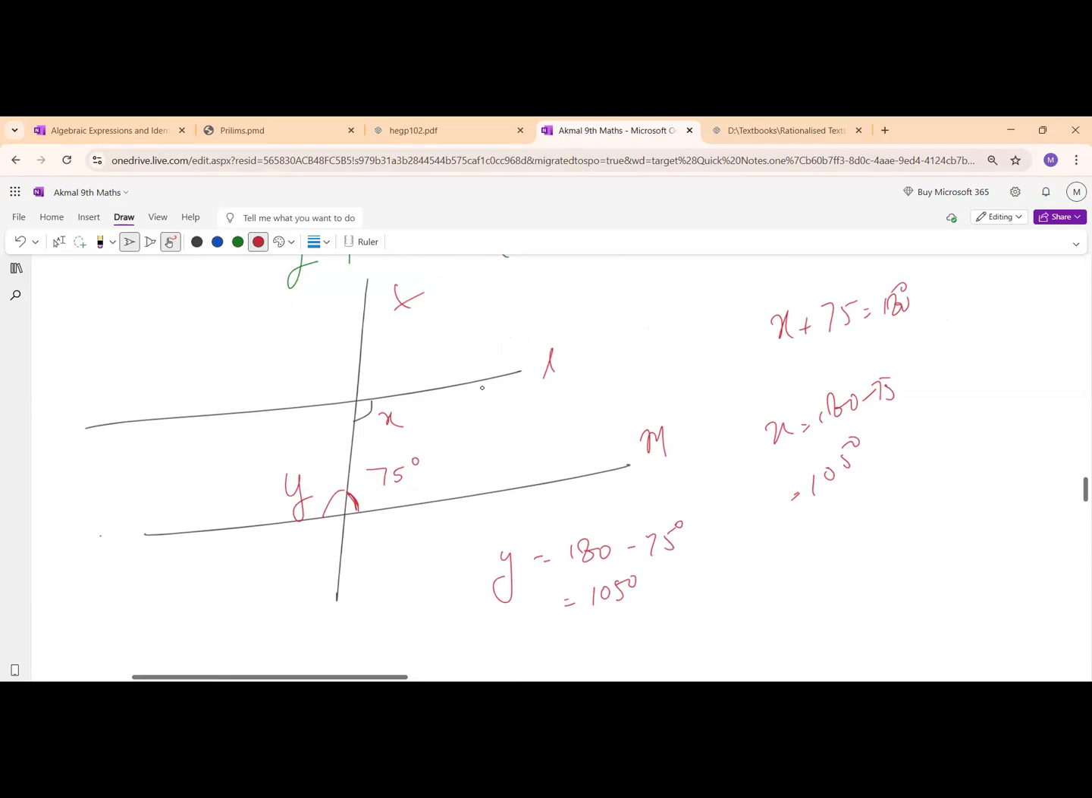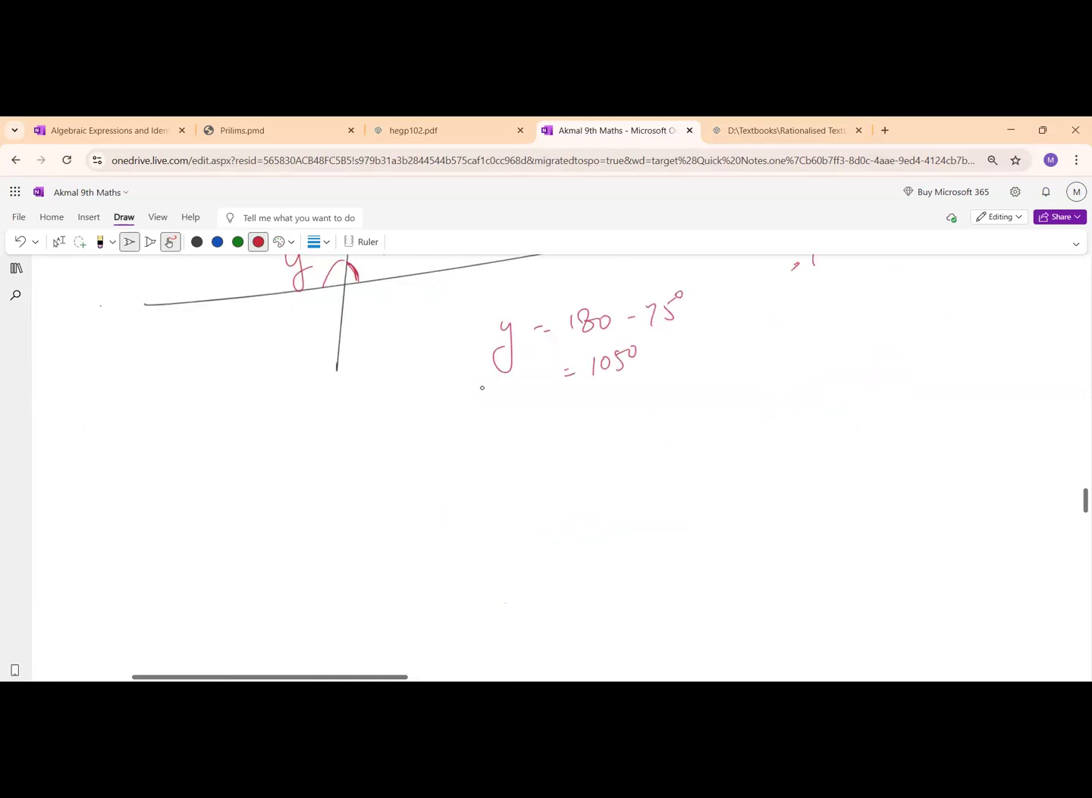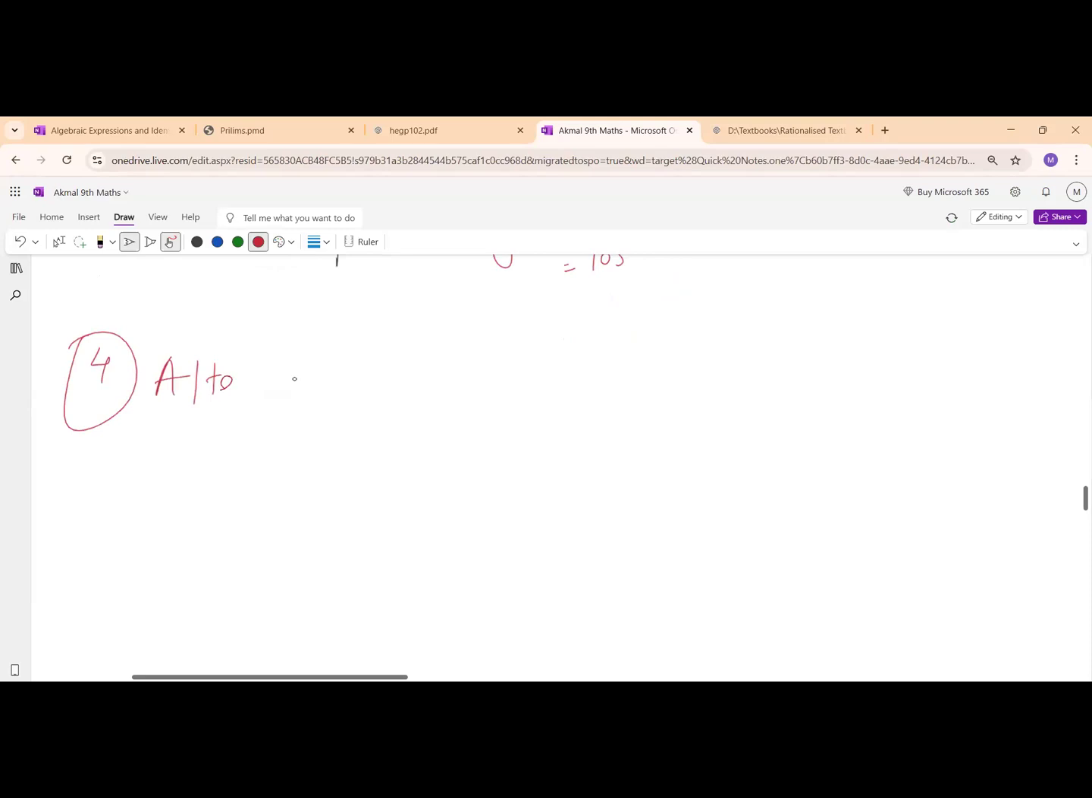Okay, Akmal. Now the next type of angle which we are going to discuss is alternate interior angles. Again, everything is in the word. Alternate interior angles.